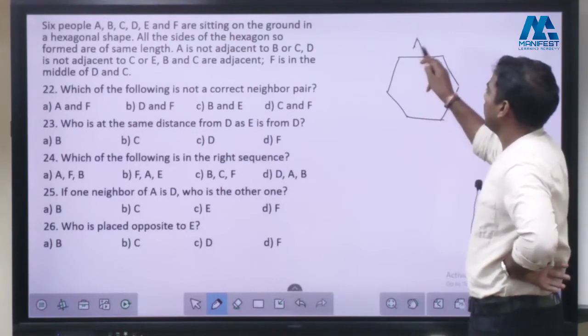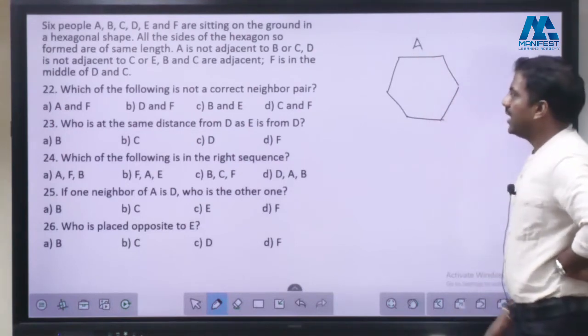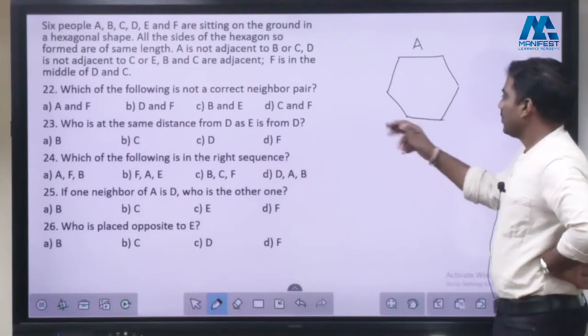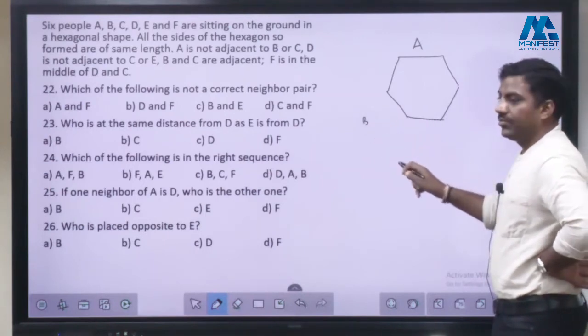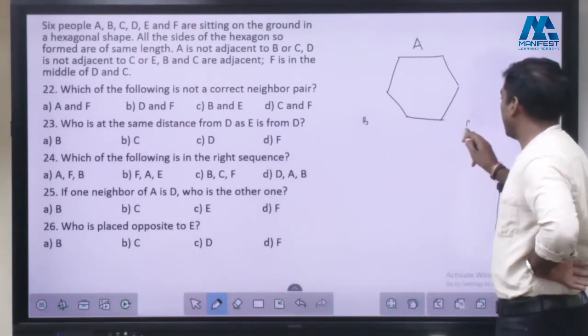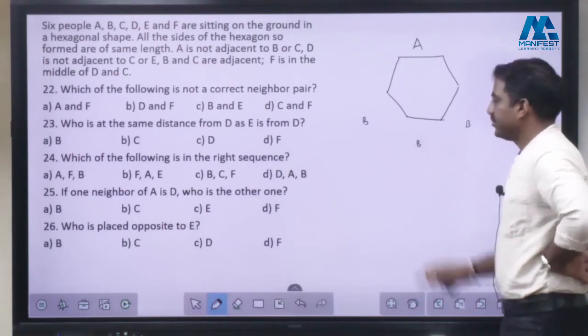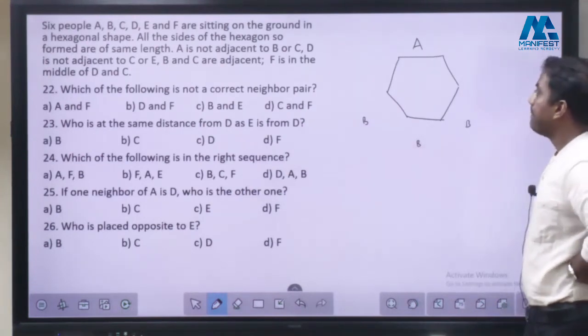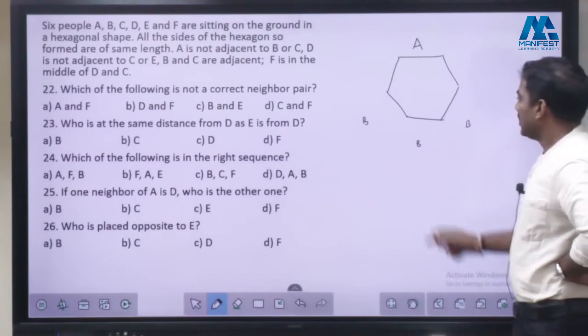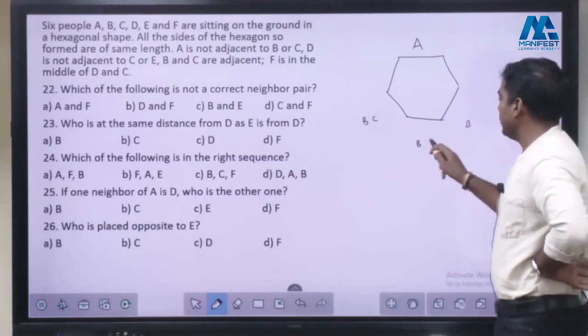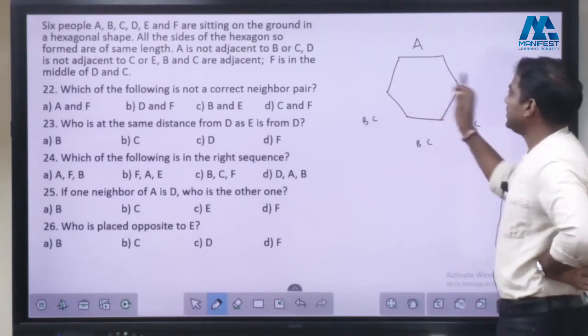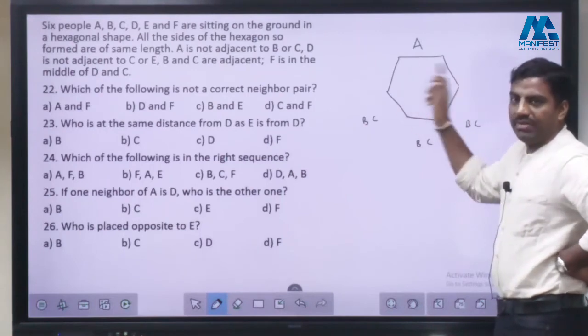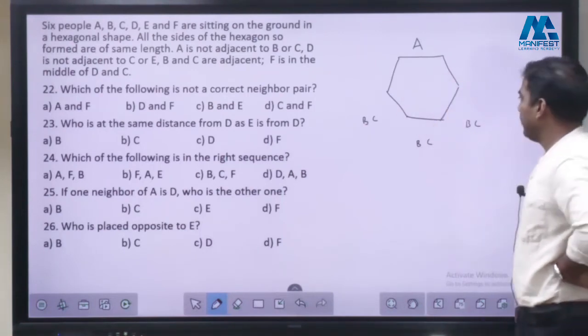I'll take A here. B and C are not adjacent. So B can come here, B can come here, and B can come here. Okay. Even C. So B, C. So here B and C will not come here strictly.